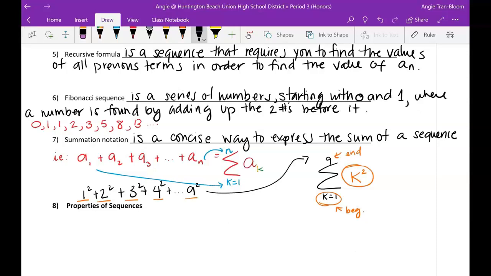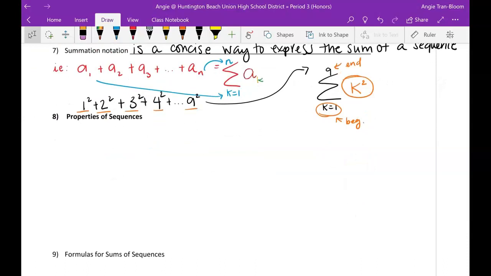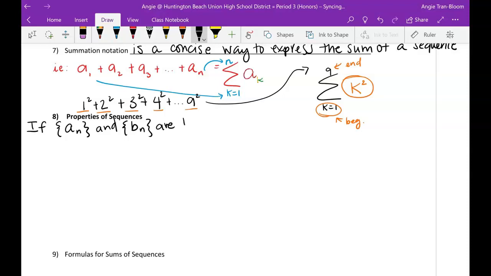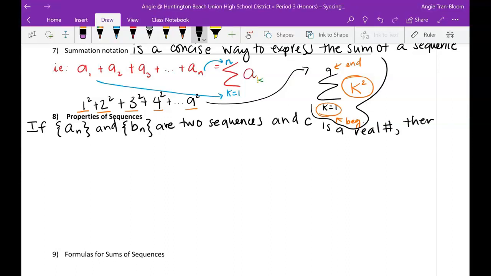Properties of sequences. We have 4 of them. So here we go. If the set of a sub n and the set of b sub n are 2 sequences, and c is a real number, then here we go, case number 1.